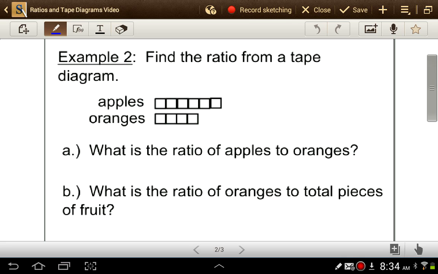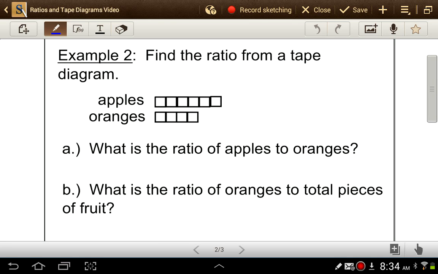Okay, in example 2, we want to find the ratio from a tape diagram. So this time I've given you the tape diagram, and I want you to write the ratio. I'm going to write it all 3 ways just so that we can practice that. We'll see on the test what I'll make you do, but for now, let's practice writing it all 3 ways.